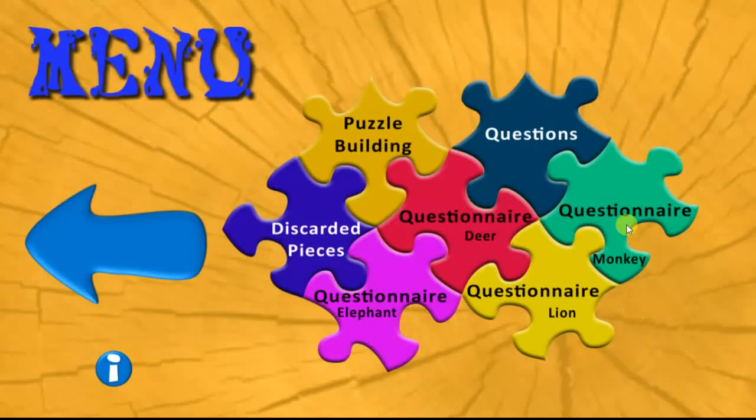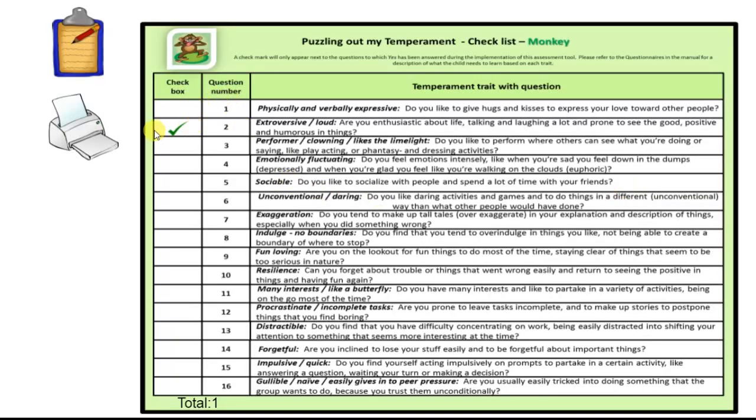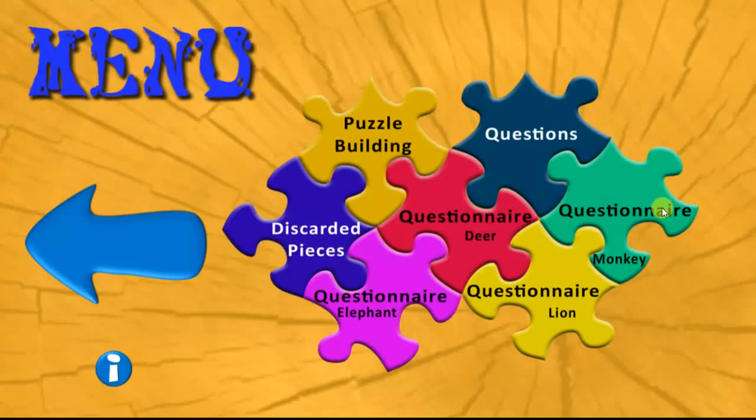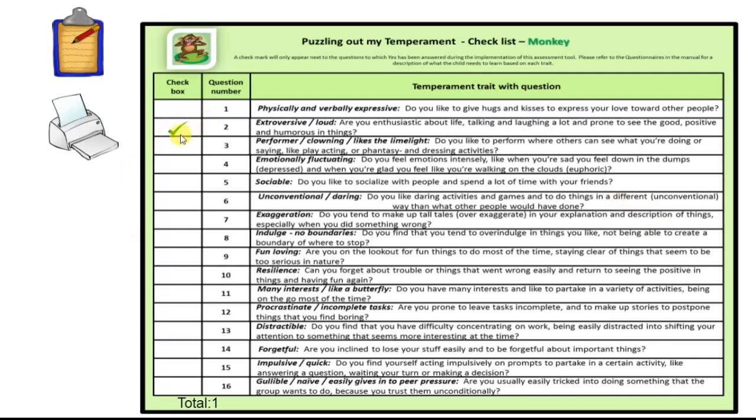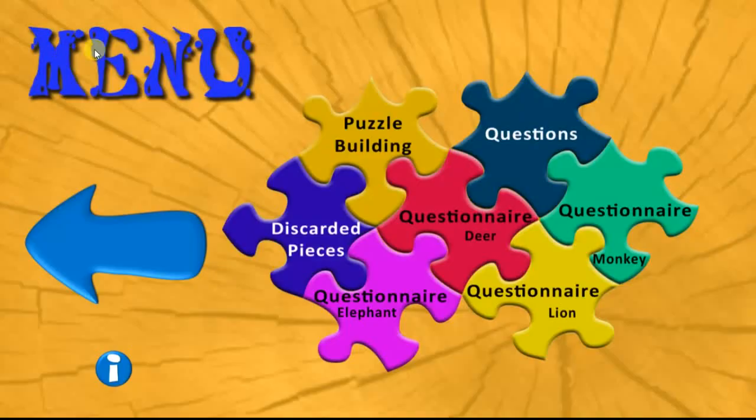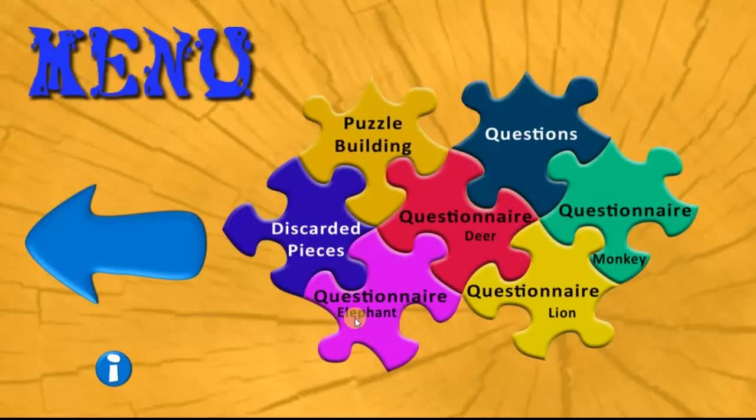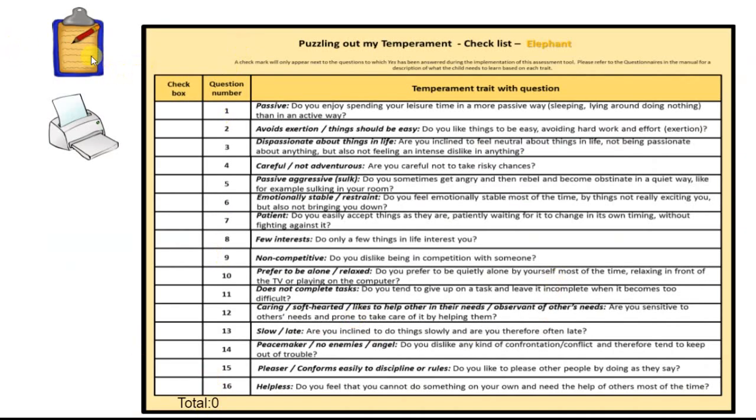So if you go to the different pages, the monkey only had 1 puzzle piece. Let's see. Yes, there's the 1 puzzle piece. So the monkey questionnaire indicates that number 2 has been answered yes to, and the total is 2. So all of the questions that have been answered yes to will be ticked here in this checkbox. Right, and then the lion only had 1, and the elephant had nothing at this point in time.